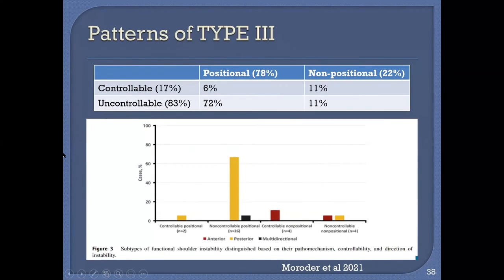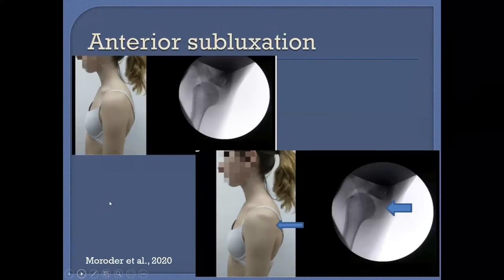So this was quite a nice study that's come out recently, which showed a lot of the patients that are seen tend to be the posterior involuntary dislocators. The controllable positional group don't really present to healthcare because they control it. It's only in certain positions and it just doesn't tend to bother them. So these are some examples of what it looks like to be anteriorly subluxed. A patient can have X-ray evidence of a subluxation, but it's not dislocated. It just teeters on the edge of the glenoid.